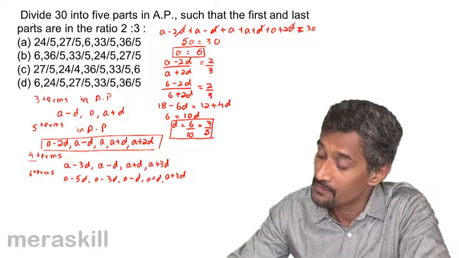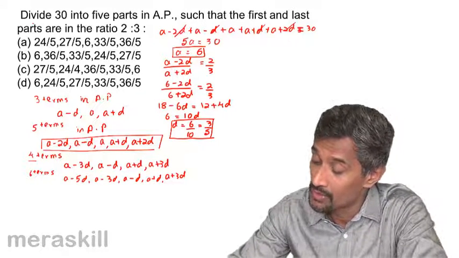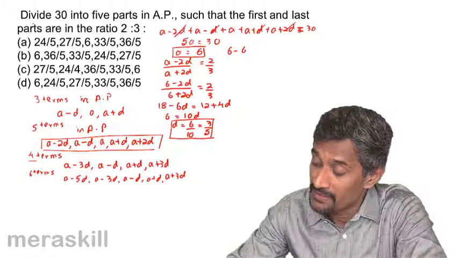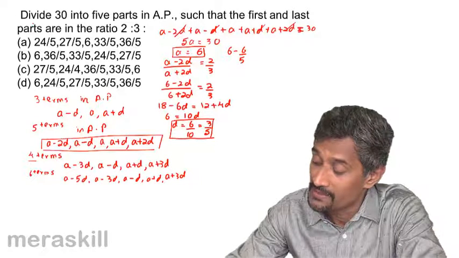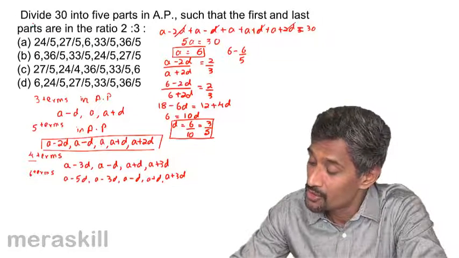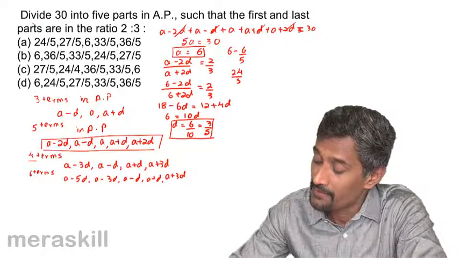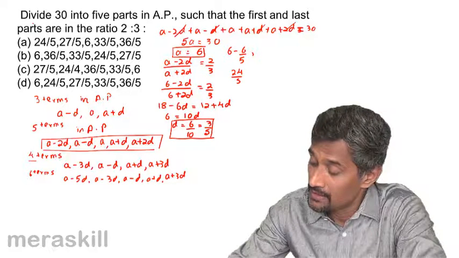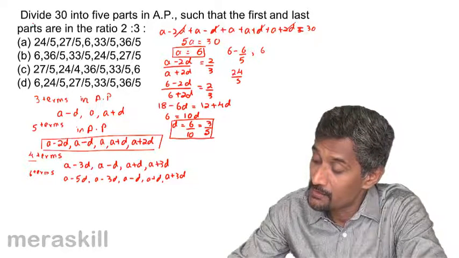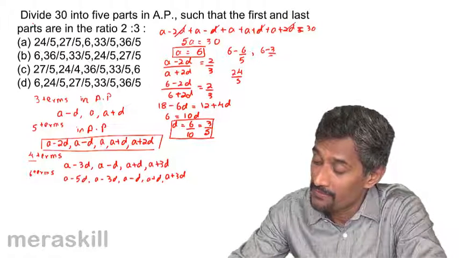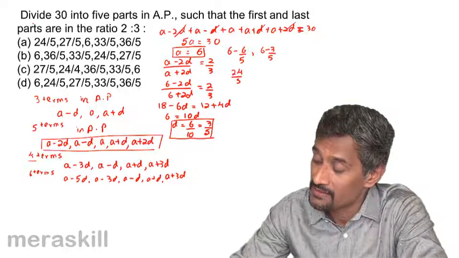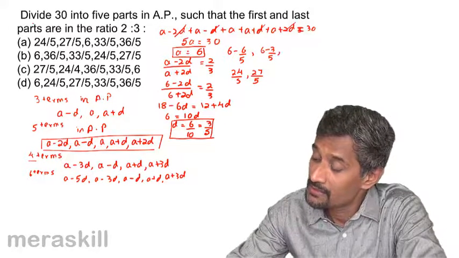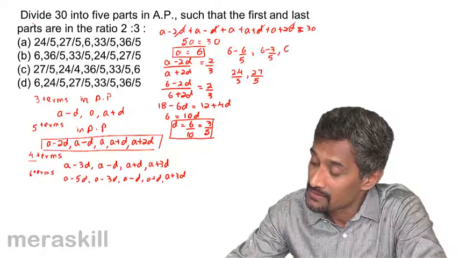So the first term is going to be a minus 2d, that is 6 minus 2 into 3 by 5, that is 6 minus 6 by 5. 5 sixes are 30, minus 6, gives 24 by 5. The next term is going to be a minus d, that is 6 minus 3 by 5. 5 sixes are 30, minus 3, gives 27 by 5. The next term is going to be a, that is 6 itself.